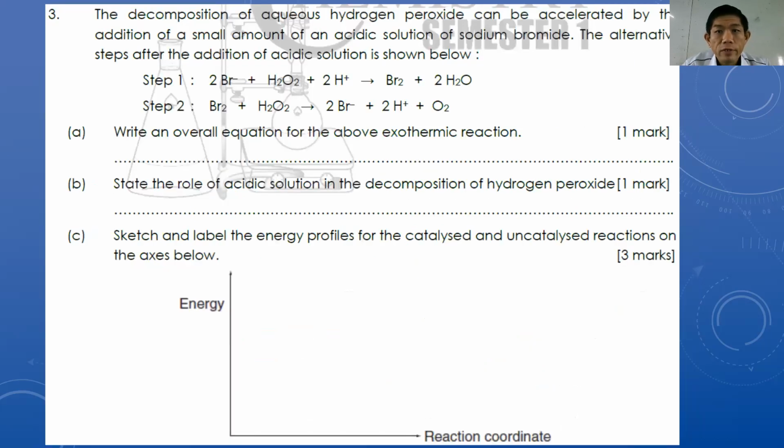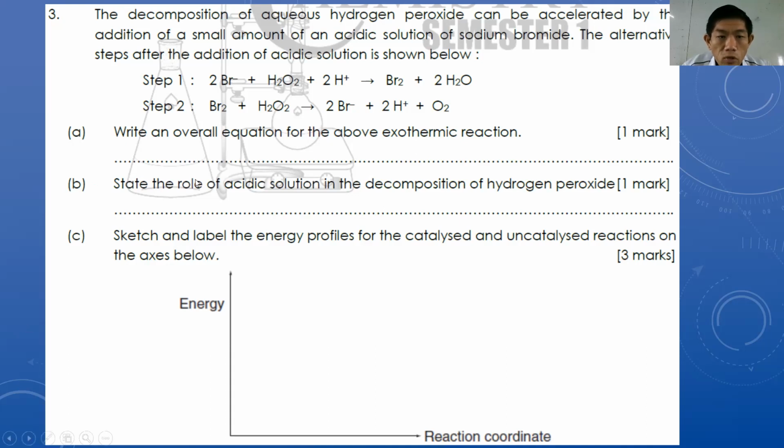Decomposition of aqueous hydrogen peroxide can be accelerated by adding a small amount of acidic solution to sodium bromide. The alternative steps of the addition of acidic solution is shown below. So step 1, 2Br minus plus 2H2O2 plus 2H plus give Br2 plus 2H2O, whereas step 2 is Br2 plus H2O2 give 2Br minus plus 2H plus plus O2. A, write an overall equation for the above exothermic reaction.